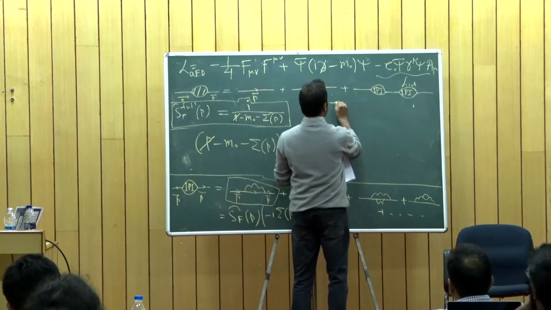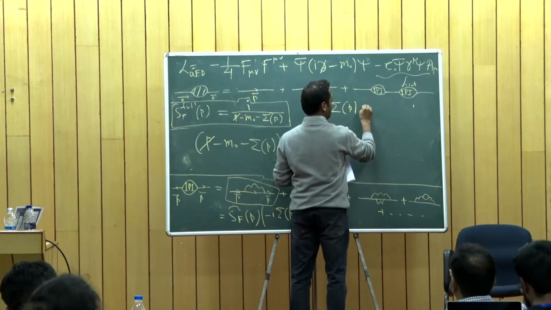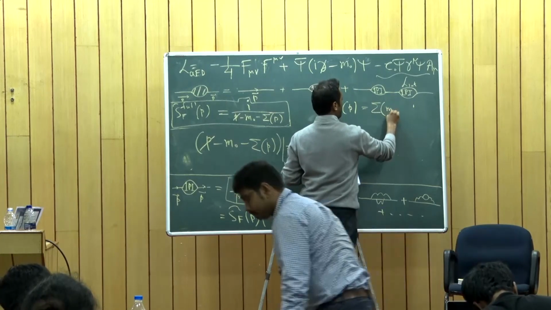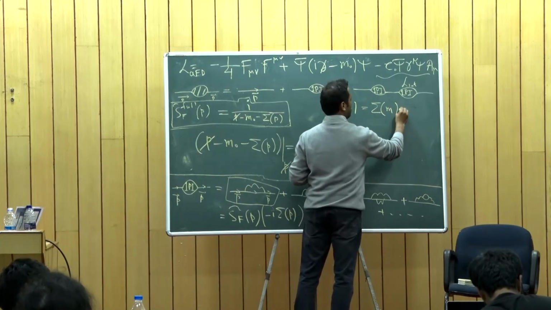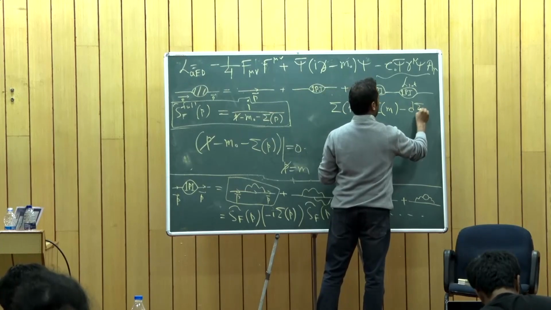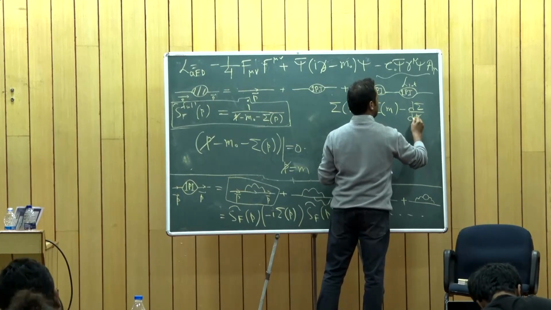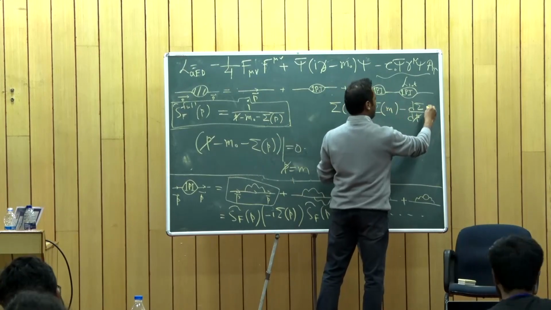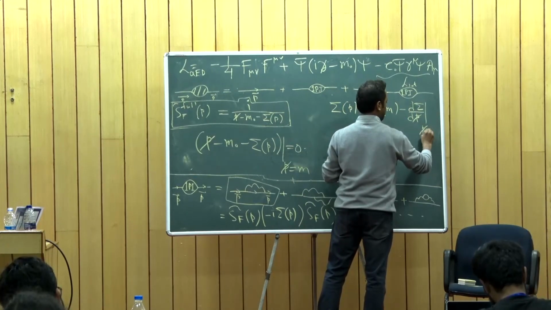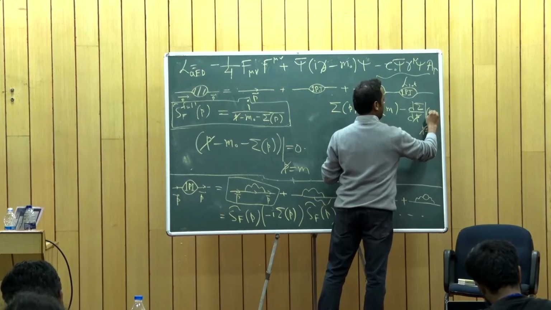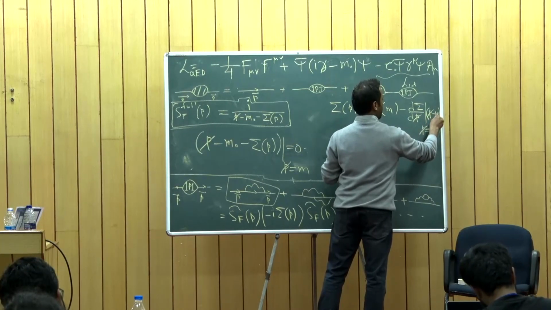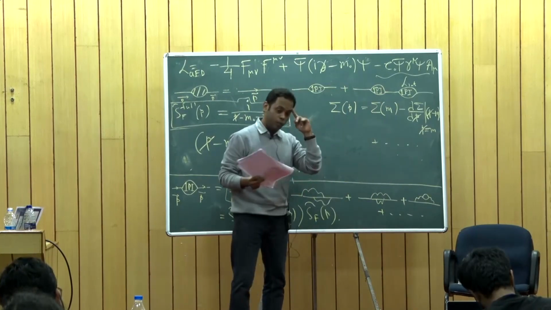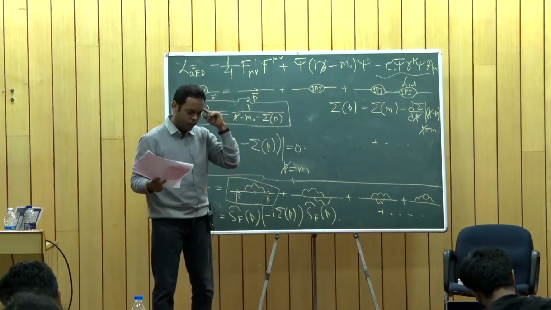So one can expand this sigma p near the pole, and it will look something like this: sigma of m minus d sigma dp slash. By the way, this is a function of p slash, even though I'm writing p slash equal to m, and so on. So this is just a Taylor series expansion, and it's possible if it's an analytic function.